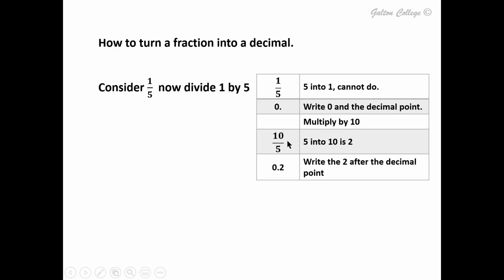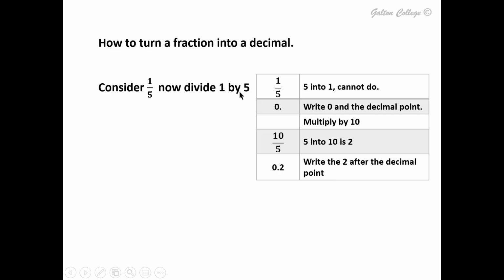Multiply it by 10. So what we've got is 1/5, and multiplying it by 10, 1 times 10 is 10. 10 over 5. Now 5 into 10 is 2. But we had to write this decimal point up here. So we write a 0 and the decimal point. So it's 0.2, and we write the 2 after the decimal point. So 1 divided by 5 is 0.2.